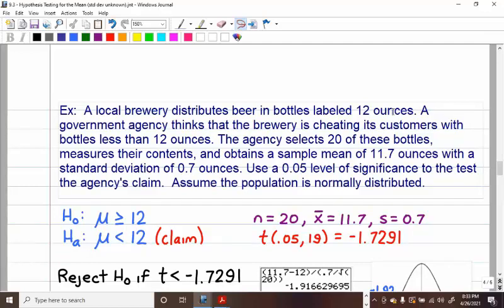Man, if you cheat people out of their beer, they're not going to be happy, are they? That might cause some riots. That ought to be a federal crime, right, if you cheat somebody out of the amount of beer? Maybe not.